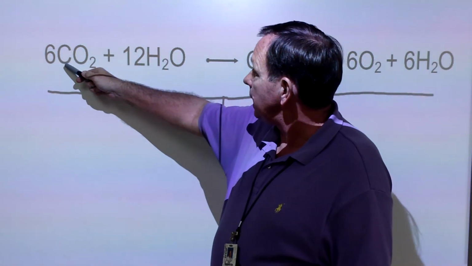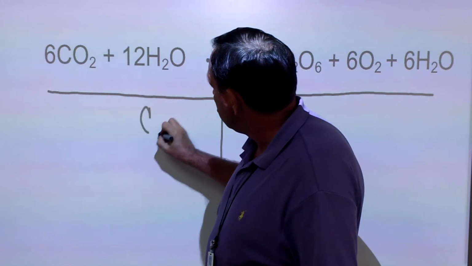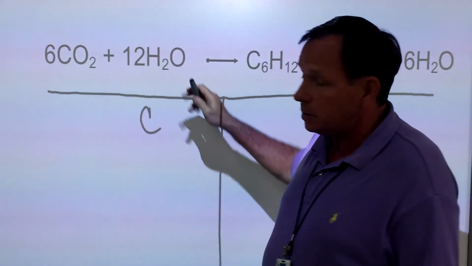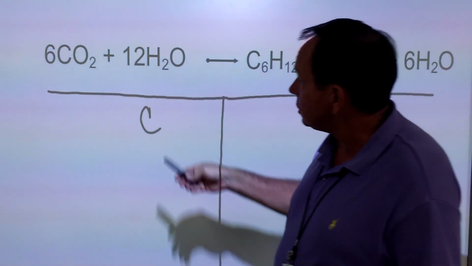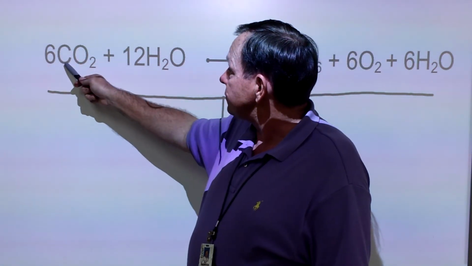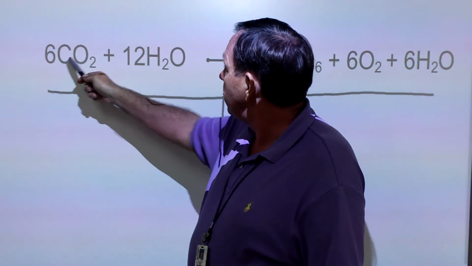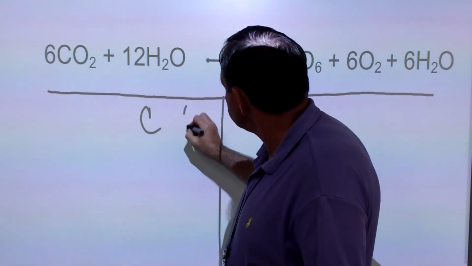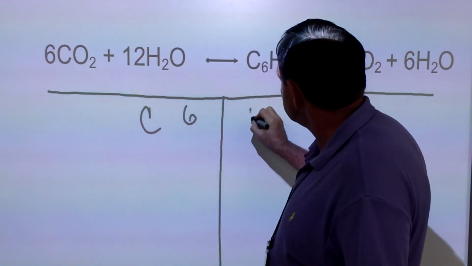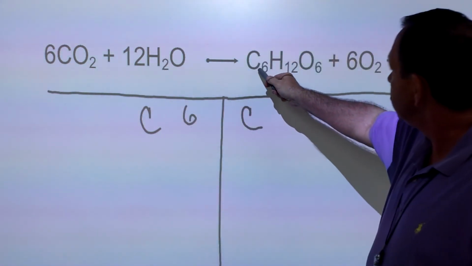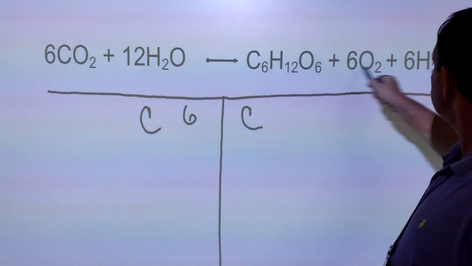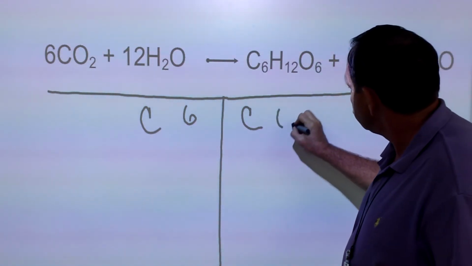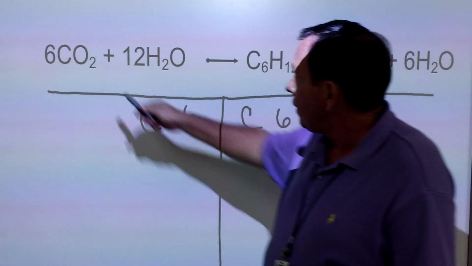Let's just start at the beginning. We're looking for carbons. We're going to count all the carbons on the left side of the equation. Here we have 6 carbons. There are no other carbons here, so there's a total of 6. Now let's go over to the right side. Here we have 6 carbons. There are no other carbons over here, so there's 6 carbons.